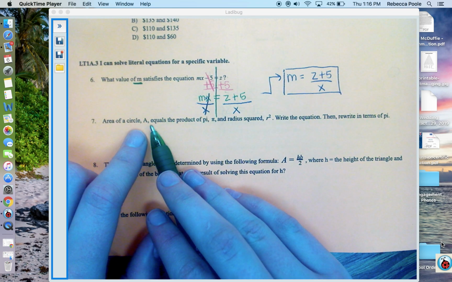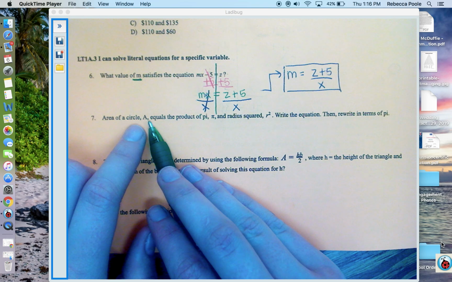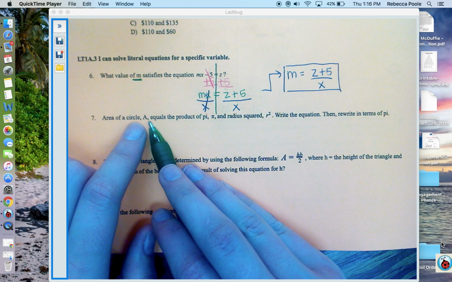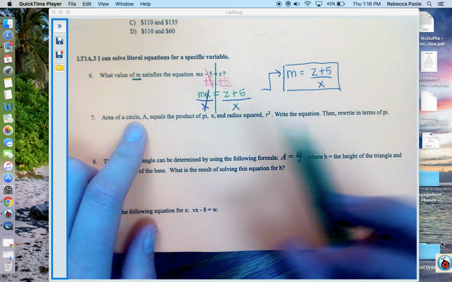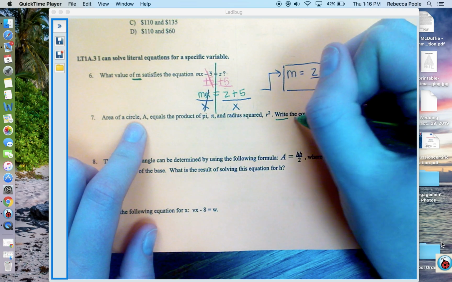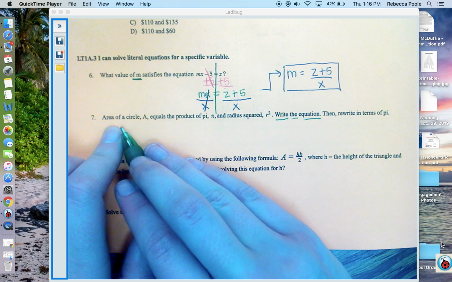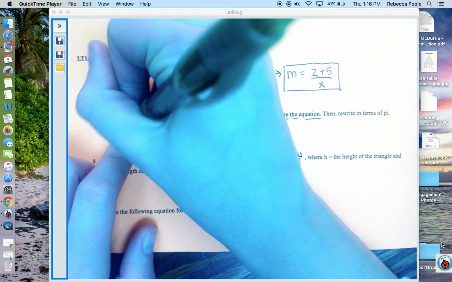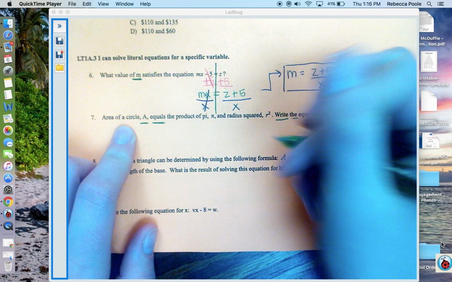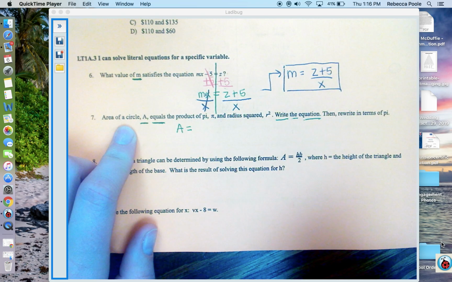So number 7, a lot of you said you struggled with this. Love y'all. Reading is hard. Just make sure you read the problem. The first thing they want us to do is write the equation for this problem. So if you go back and you read this, it says area of a circle A equals. Y'all can write A equals. You know how to do that.